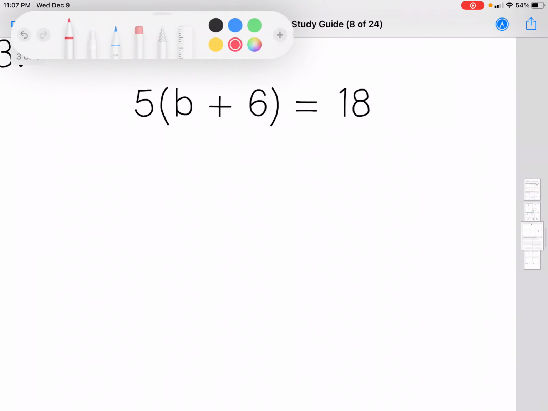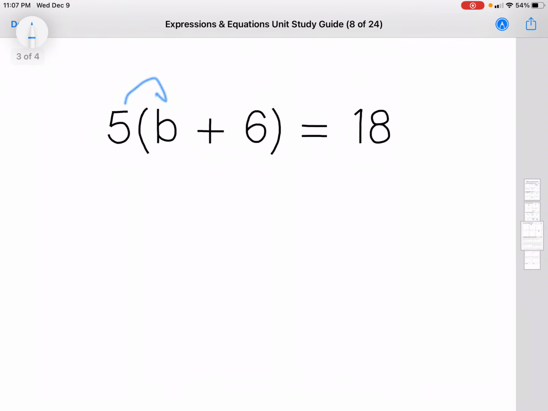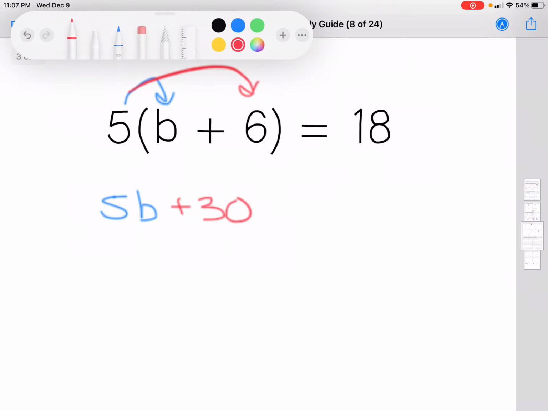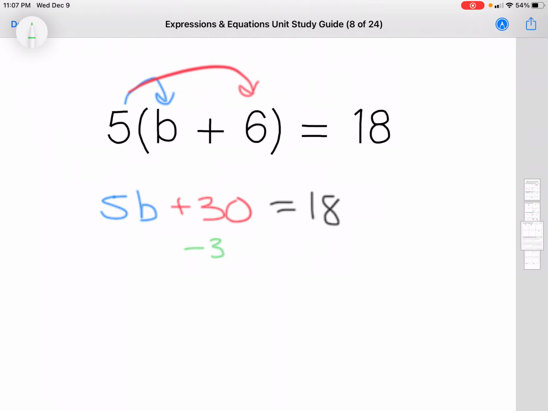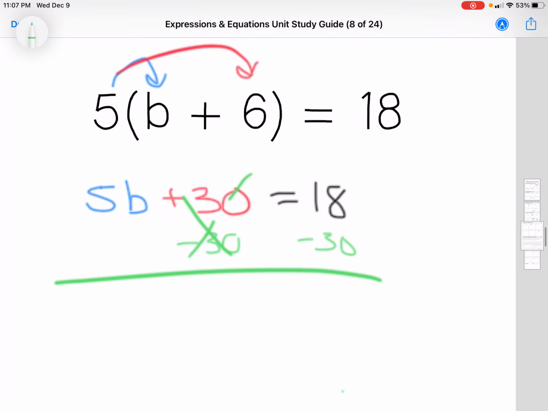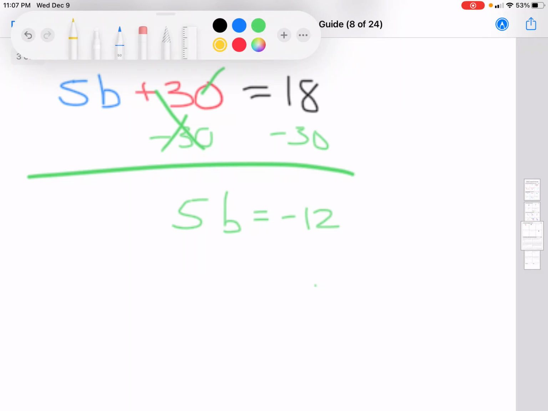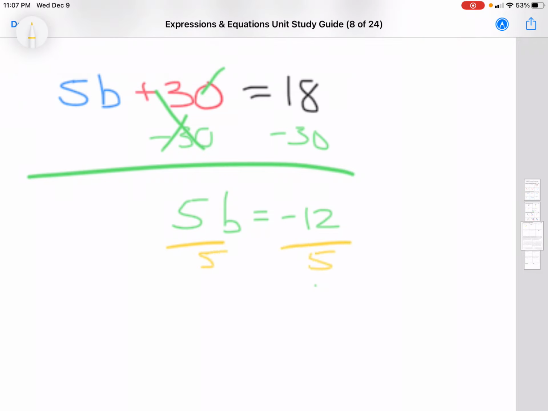Distributive property and then solve. So we're going to do distributive property first. So that's 5b plus 30 equals 18. Minus 30 from both sides. Left with 5b equals negative 12. Divide by 5. And you're going to get b equals negative 2.4, I believe.